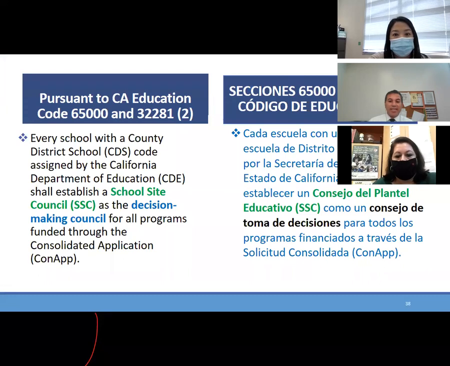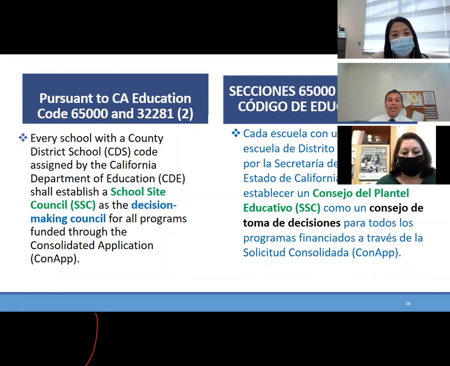Once again, just like ELAC, the state says we have to have School Site Council because they're the ones that help make decisions in certain areas, especially when it comes to categorical programs, which is called Title I.